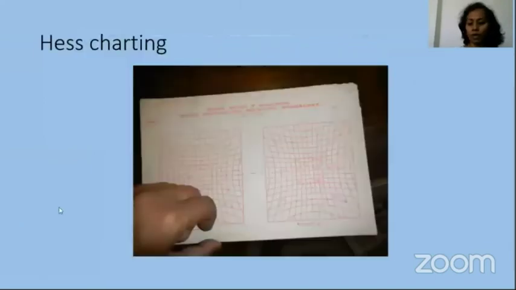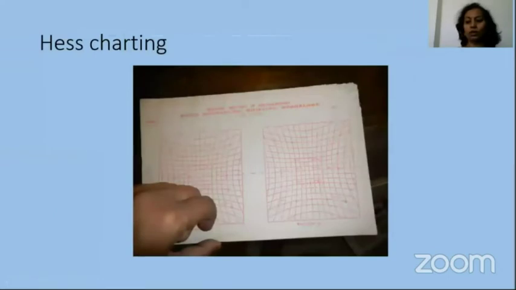Hess charting works on the principle of projection. Here you can see that this patient is made to touch the finger using the normal eye, where she will touch it very, very accurately. But when we ask her to touch the finger the same way with the paretic eye, that is the right eye, notice that she is not able to touch it but moves past the target. So this is past pointing, and this is the same principle that is used in doing the Hess chart.